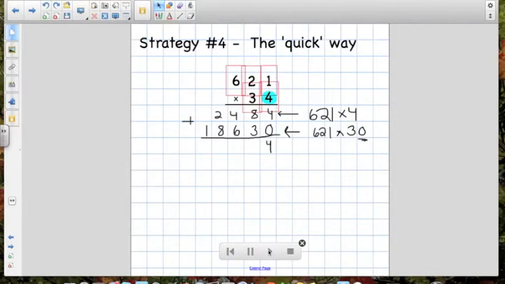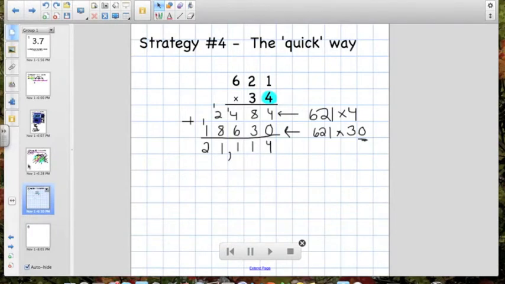4 plus 0 is 4. 8 tens and 3 tens is 11 tens. 100, 400, and 600, 1,100. 1,000, 2,000, 8,000, 11,000, carry the 1. And once again, we have that magic number, 21,114.